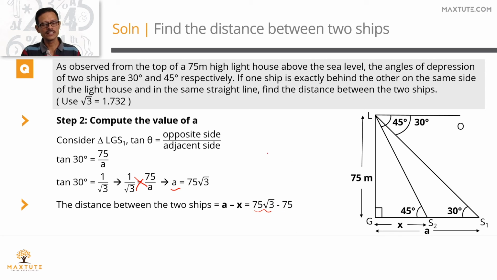Take 75 common outside. It's going to leave us with 75 into root 3 minus 1. Take root 3 as a 1.732. So it is 75 into 1.732 minus 1, or 75 into 0.732. That works out to 54.9 meters. So distance between the two ships S1 and S2 equals 54.9 meters.